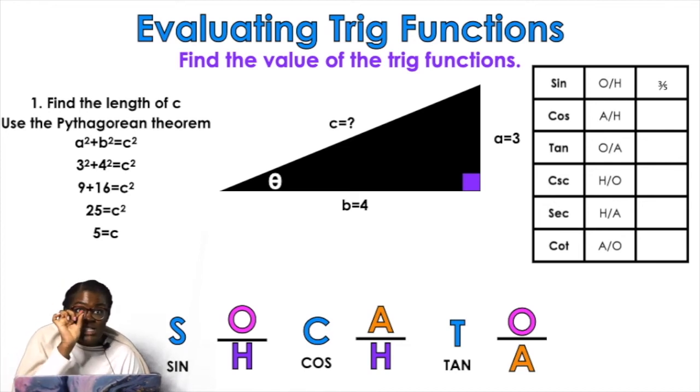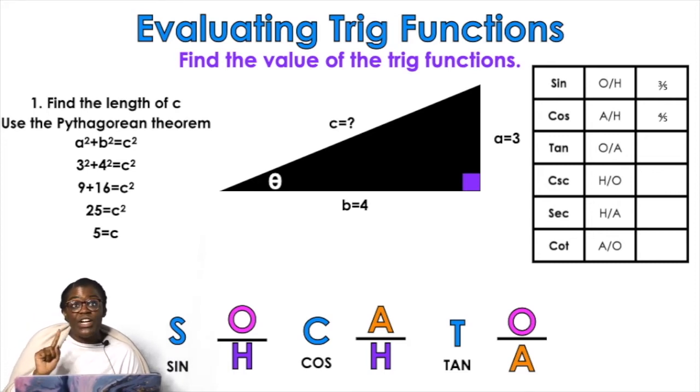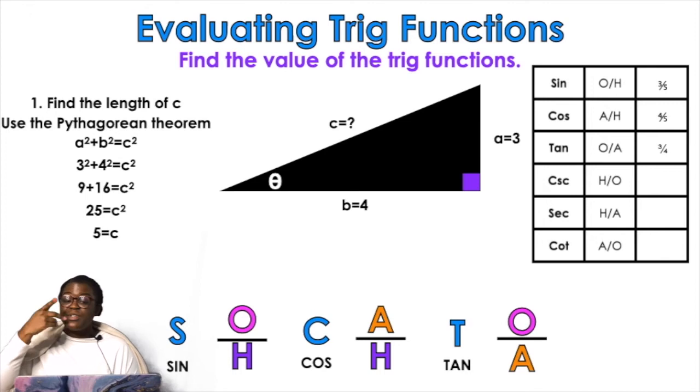Look at the little white theta. What's right next to it? Adjacent is 4. Hypotenuse is 5. So 4 over 5. Tangent is opposite over adjacent, so opposite 3 over adjacent 4. 3 over 4.